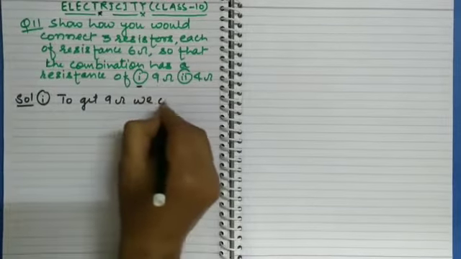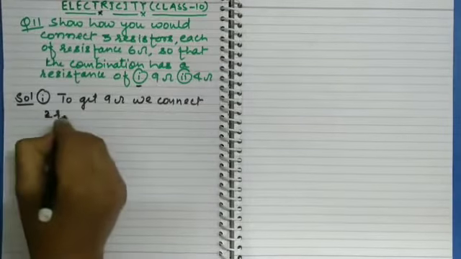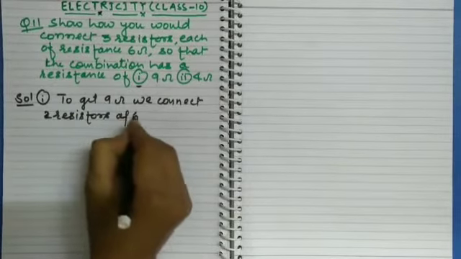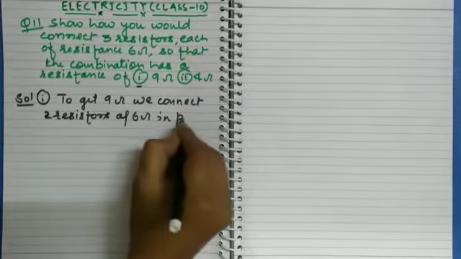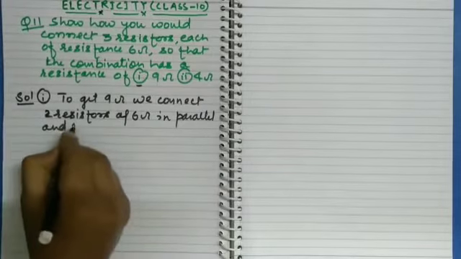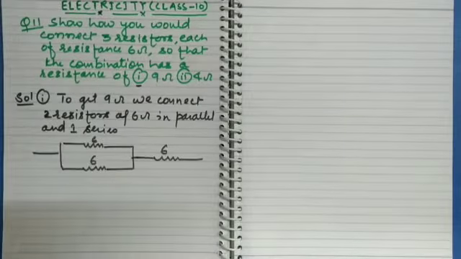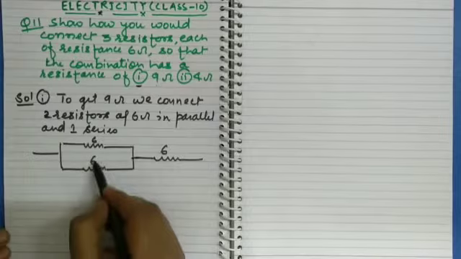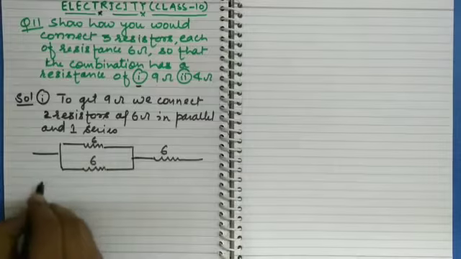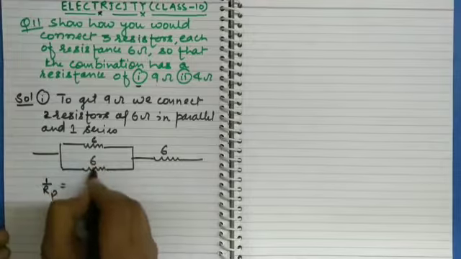But here the solution is given. To get 9 ohm, we can connect two resistors of 6 ohm in parallel and one in series. The figure is drawn this way: two are parallel and one in series.